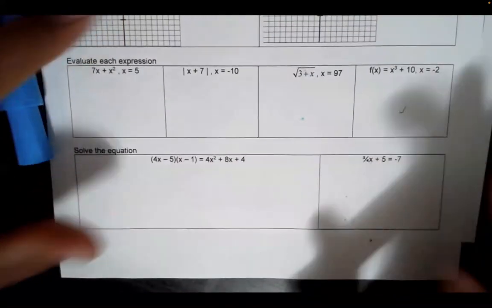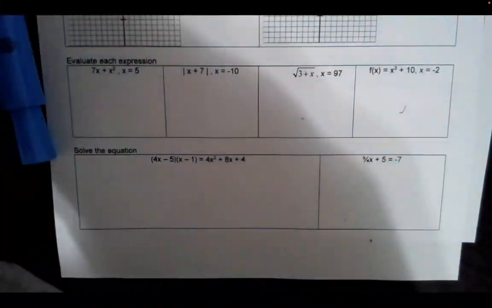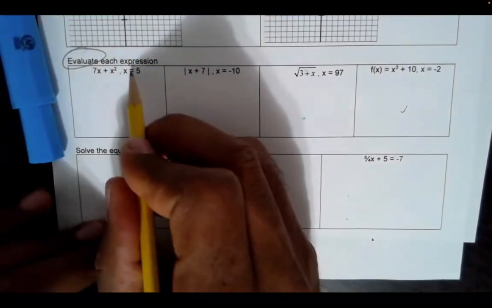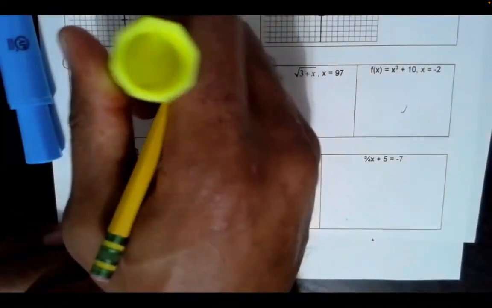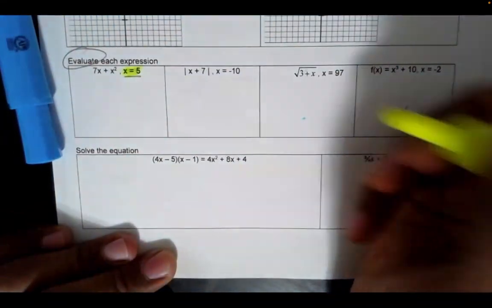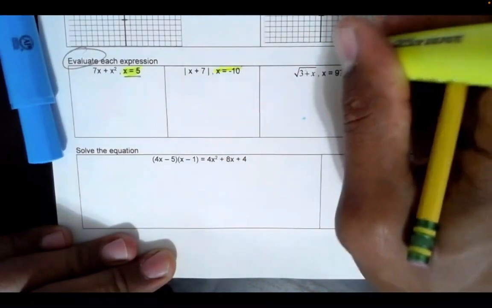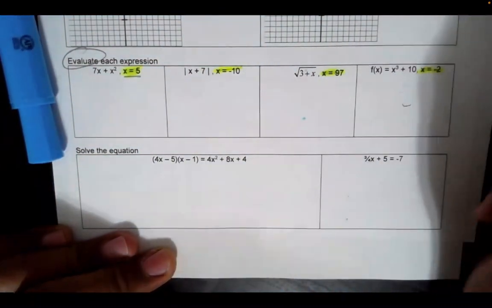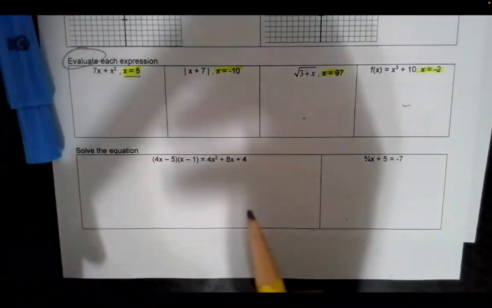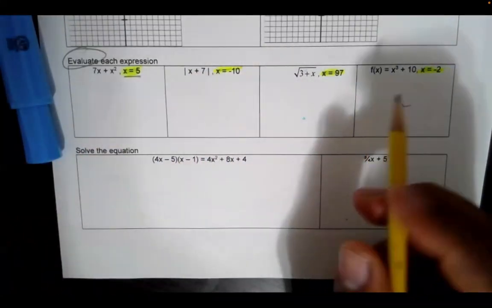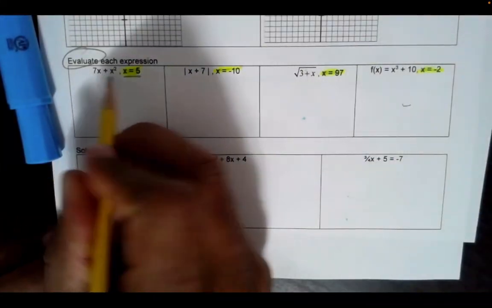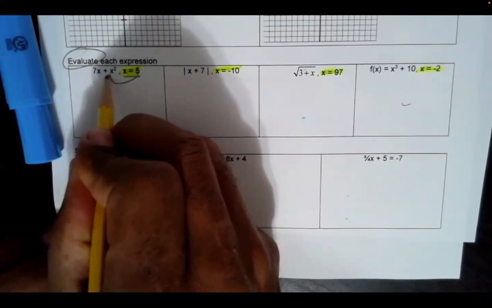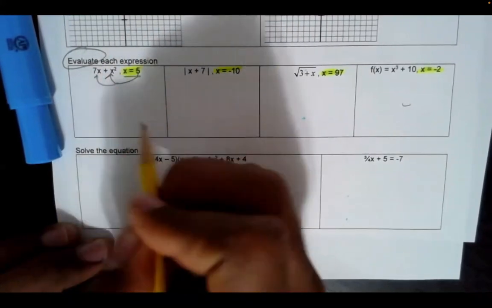Okay, so now I'm going to go over some of these. Okay, if it says to evaluate, that means you're going to take the number they give you, the x equals whatever number they say x is equal to, x equals 5, x equals 10, x equals 97, x equals -2, and you're going to plug that into the expression they give you. Okay, so for instance, this one, I'm going to take that 5 and plug it into x here and there.